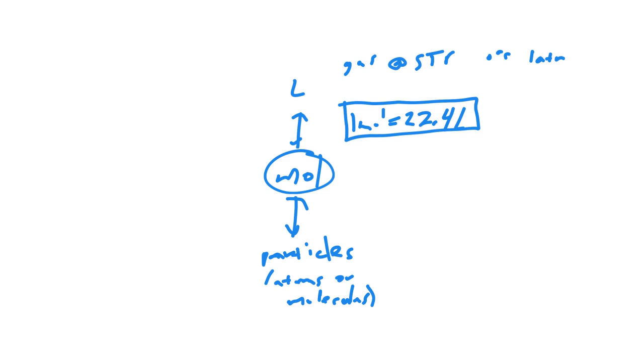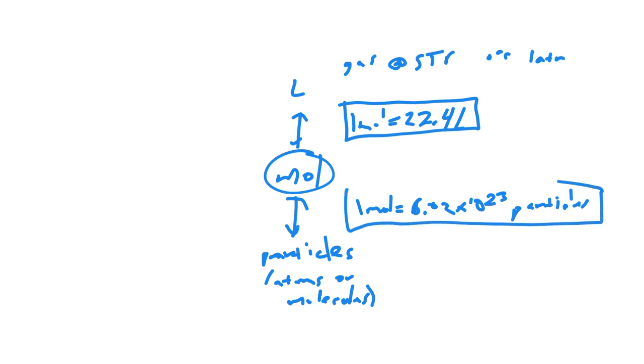So up here we had the conversion factor for liters. Now the conversion factor here for particles is 1 mole is equal to 6.02 times 10 to the 23rd particles. That means every 1 mole of a substance is 6.02 times 10 to the 23rd particles.